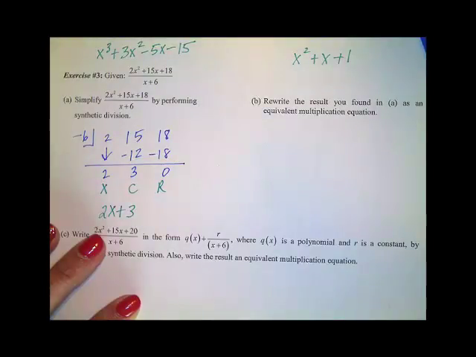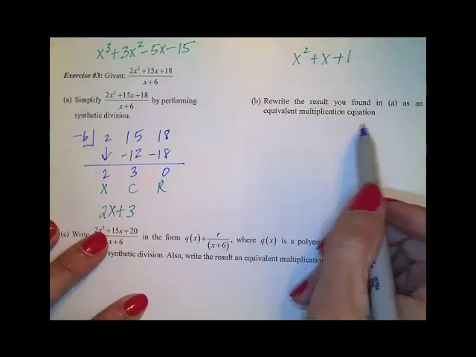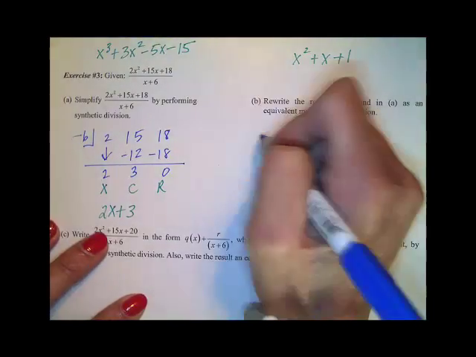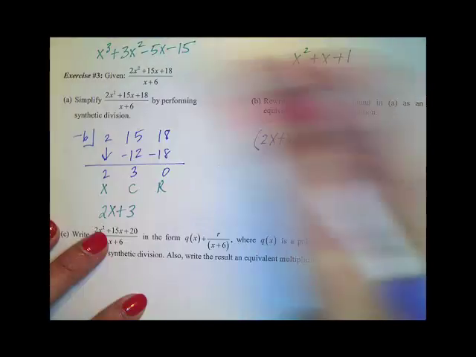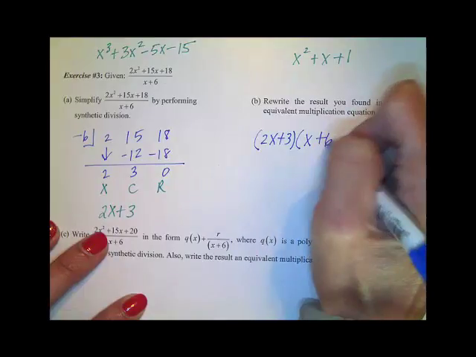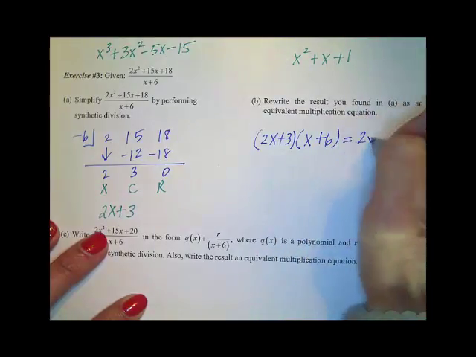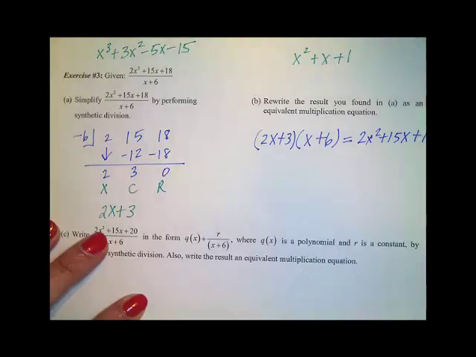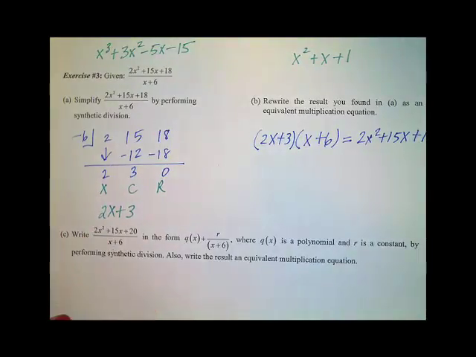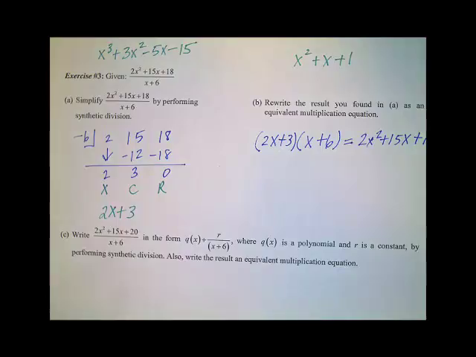All right, hope that one was really easy. So just like the beginning of the last lesson, equivalent multiplication, this is the way you can check yourself. So our answer was 2x plus 3. If we multiply it by what we divided by, x plus 6, it better equal 2x squared plus 15x plus 18. Okay? All right, in part C, it says to write this division in the form of q of x plus r over x plus 6.